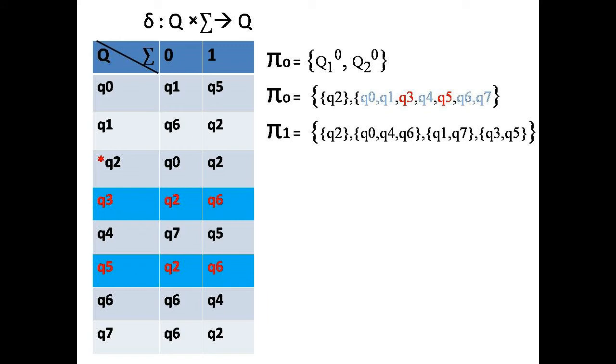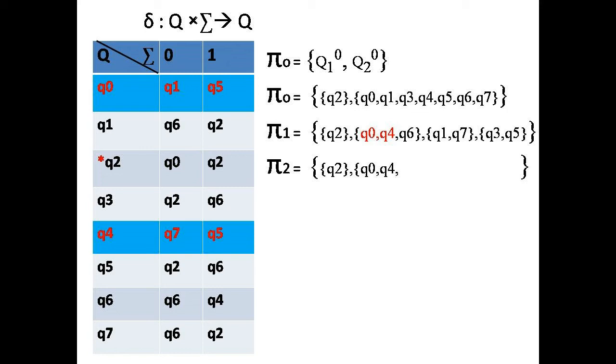The remaining states are Q3 and Q5. We compare Q3 and Q5. On 0 input symbol, the entries are Q2 and Q2. Q2 is in the same set. On 1 input symbol, the entries are Q6 and Q6. Q6 is in the same set. Therefore, Q3 and Q5 are pi 1 equivalent. We create a new set Q3, Q5. Then we move to the next step.